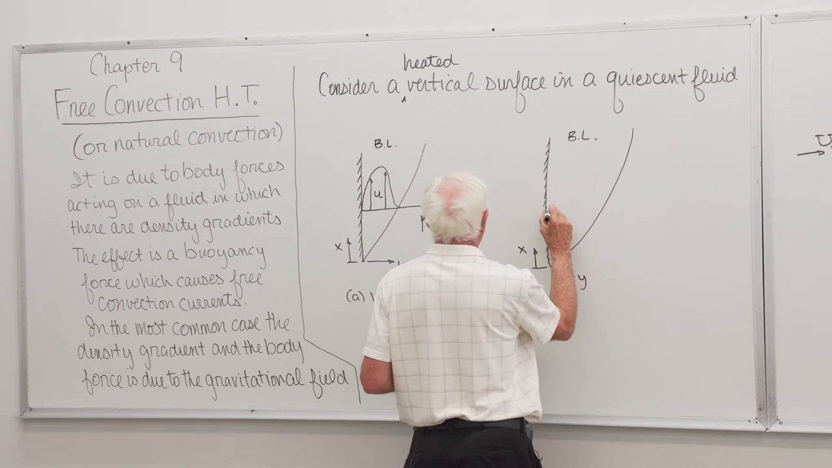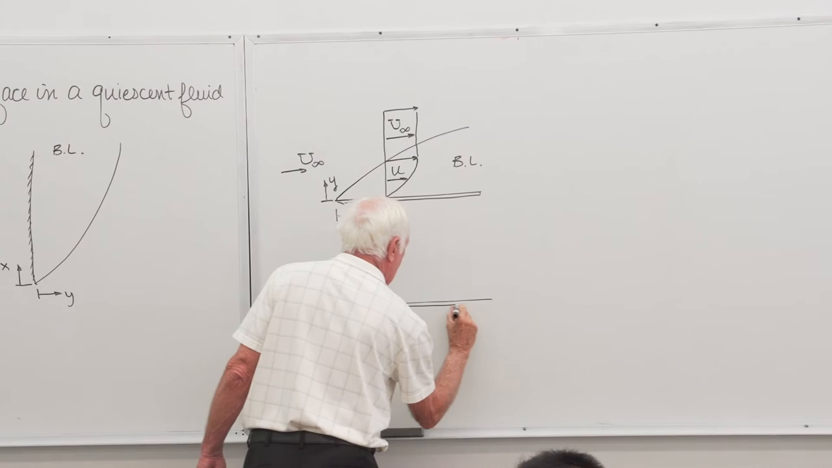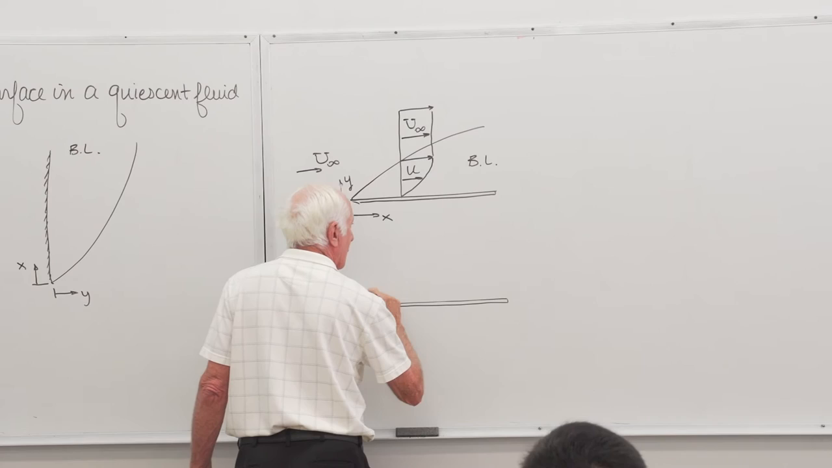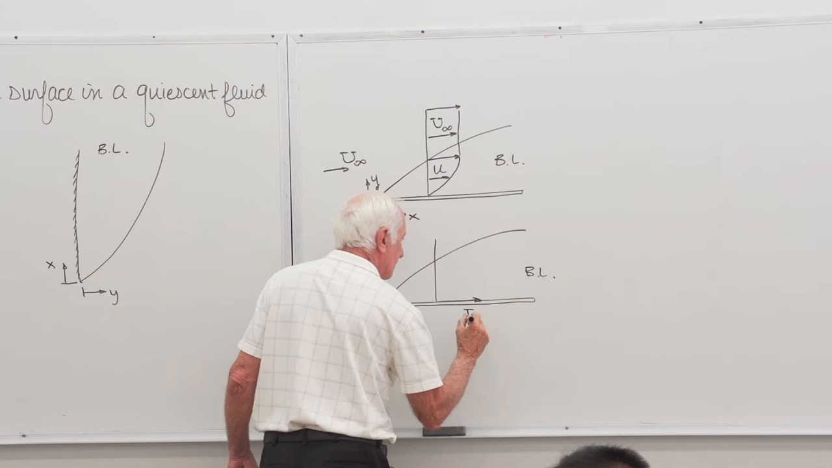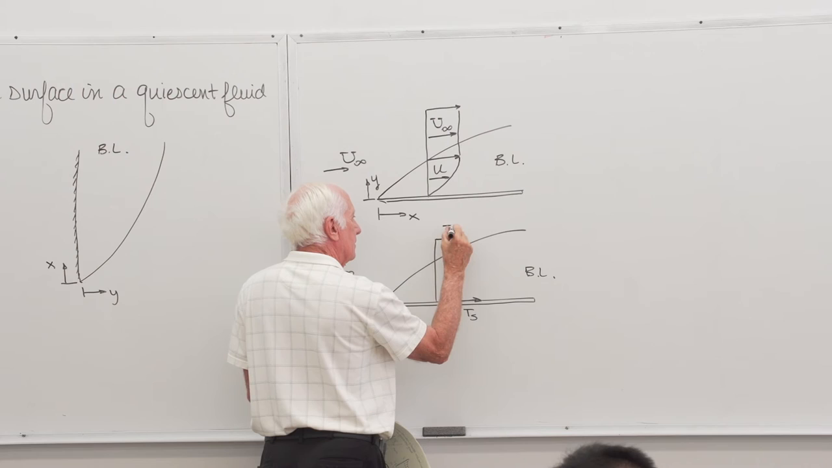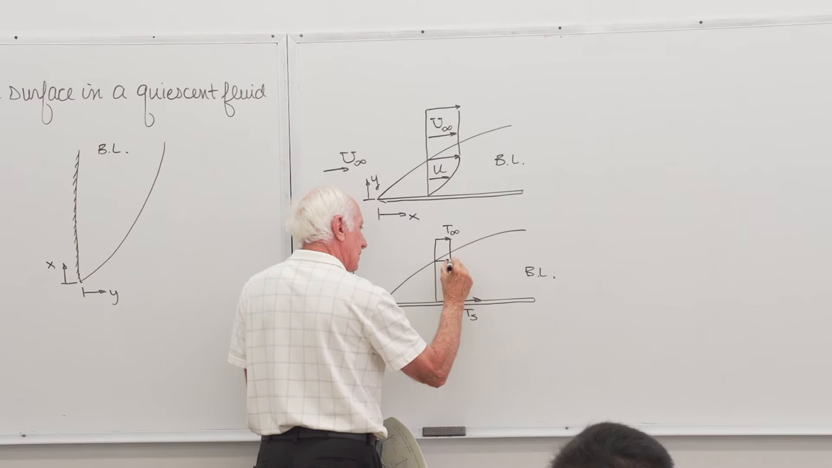Let's go over here to this guy. Thermal boundary layer. Assume that the plate is heated, surface temperature of the plate, TS. Assume the free stream temperature is lower. Draw the thermal boundary layer. There it is.